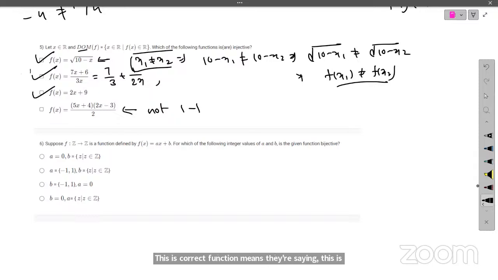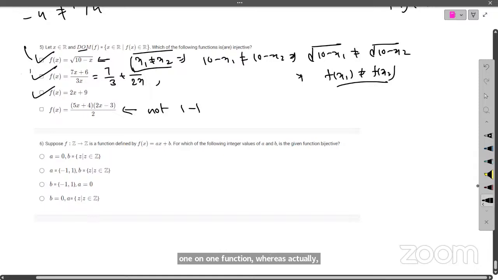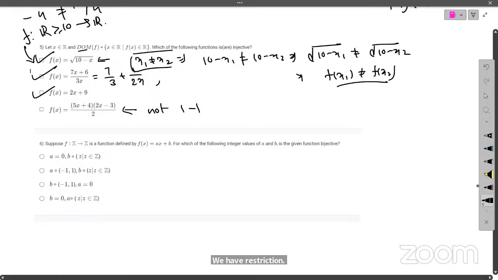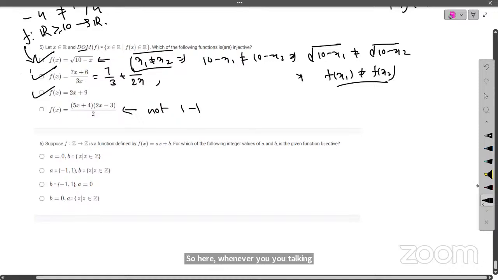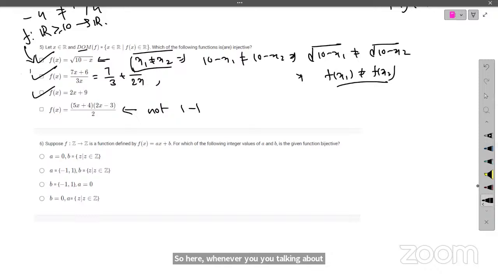We have a restriction, but see, here they haven't given the domain of f. This function is actually defined from all real numbers less than or equal to 10 to real numbers. So whenever you are talking about an injective function, don't bother about the domain. Just go with the expression and find out if you are able to find x1, x2 for which our function is well defined, and then go ahead.